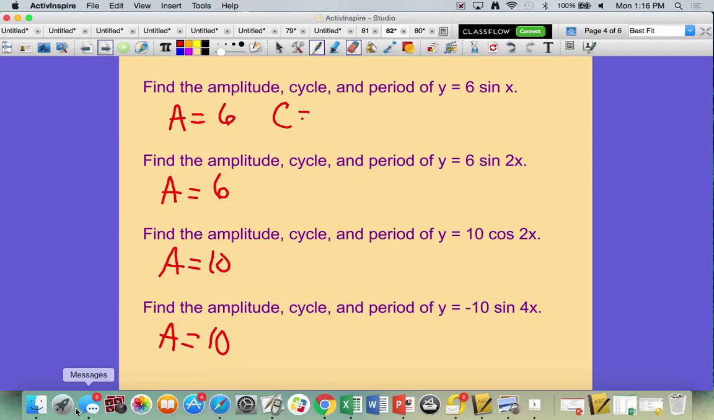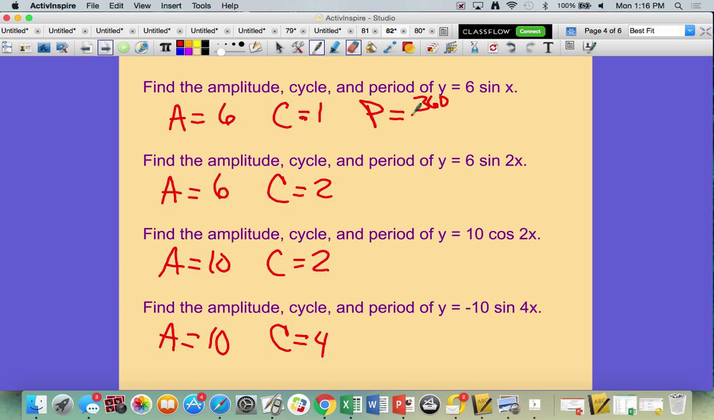Alright, cycle is the number out in front of x. So if there's nothing there, it's a 1. This next one, we have a 2, and another 2, and down here at the bottom is a 4. And then the period, we take 360 divided by our cycle. So 1, so our period here is 360.